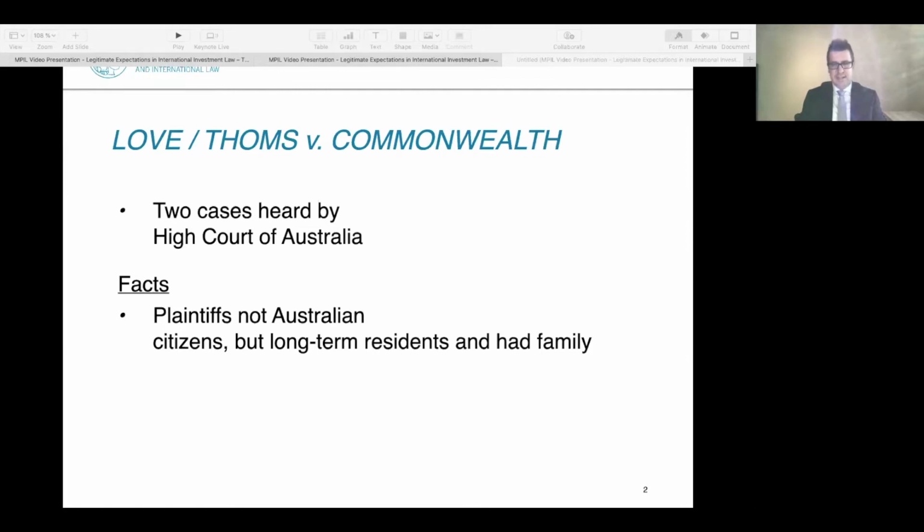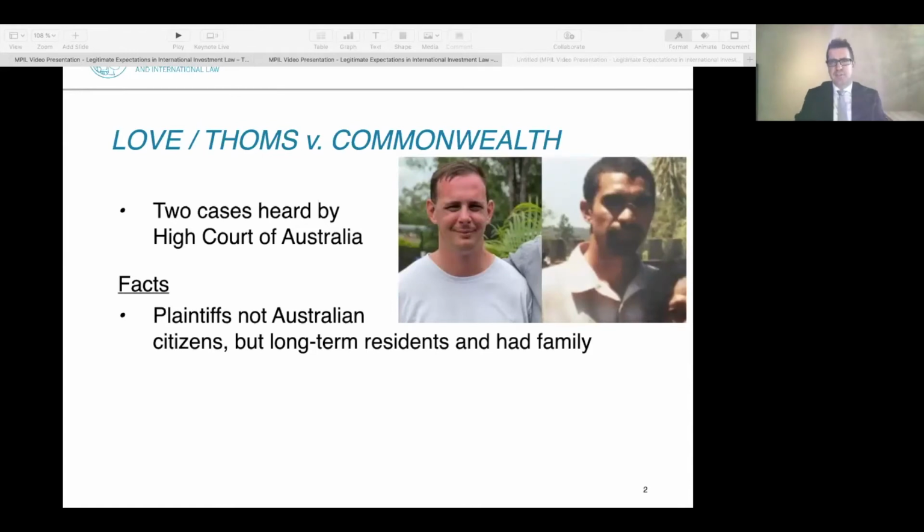The first plaintiff you can see on the left there, that is Mr. Thoms. He is a New Zealander. I think Mr. Thoms lived in New Zealand until he was about 4 years of age. He moved to Australia. He has lived in Australia for another 20, 25 years or so. So you would say he is an Australian resident.